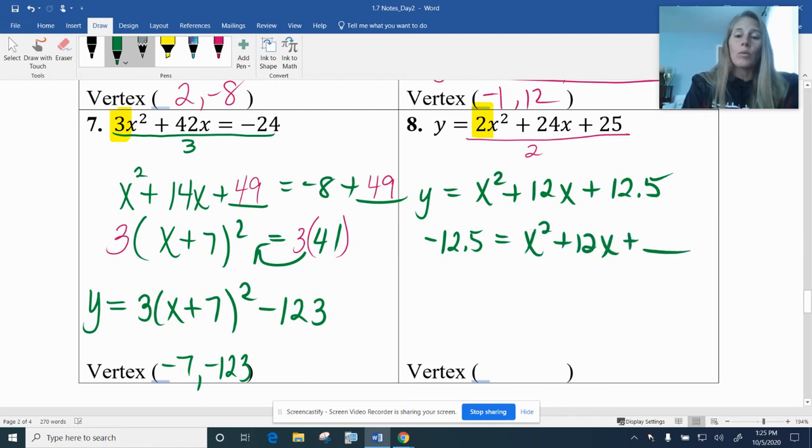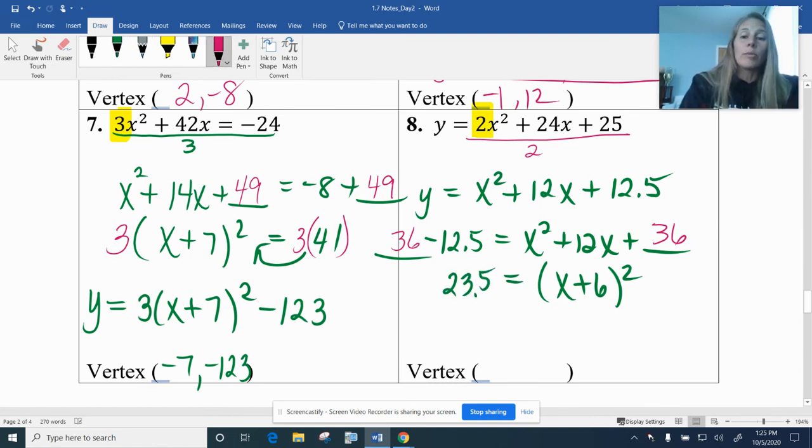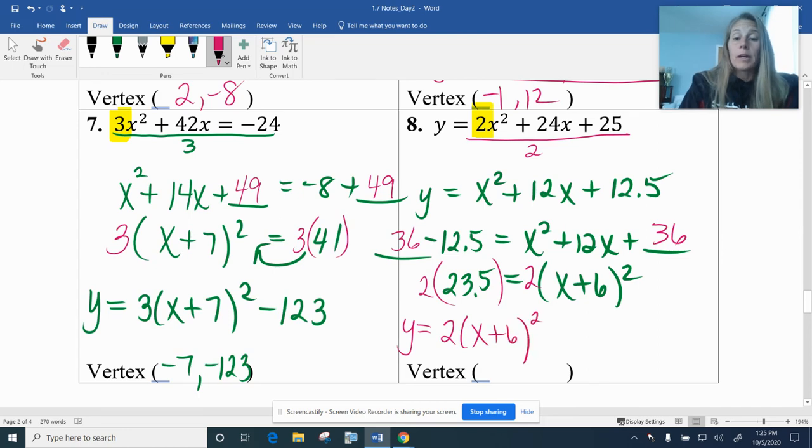And then I have to figure out what I'm adding to each side to make this a perfect square trinomial. So half of 12 is 6, and 6 squared is 36. Now I can factor this trinomial, x plus 6 squared. On this side, when I subtract, I get 23.5. But before I bump it over, or after, you could do it then too, you have to multiply all of this by 2.